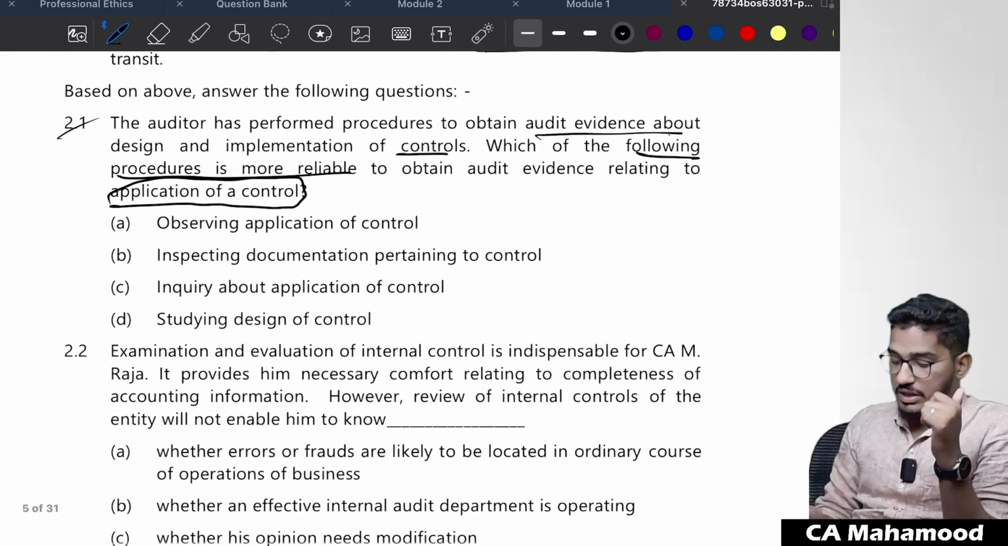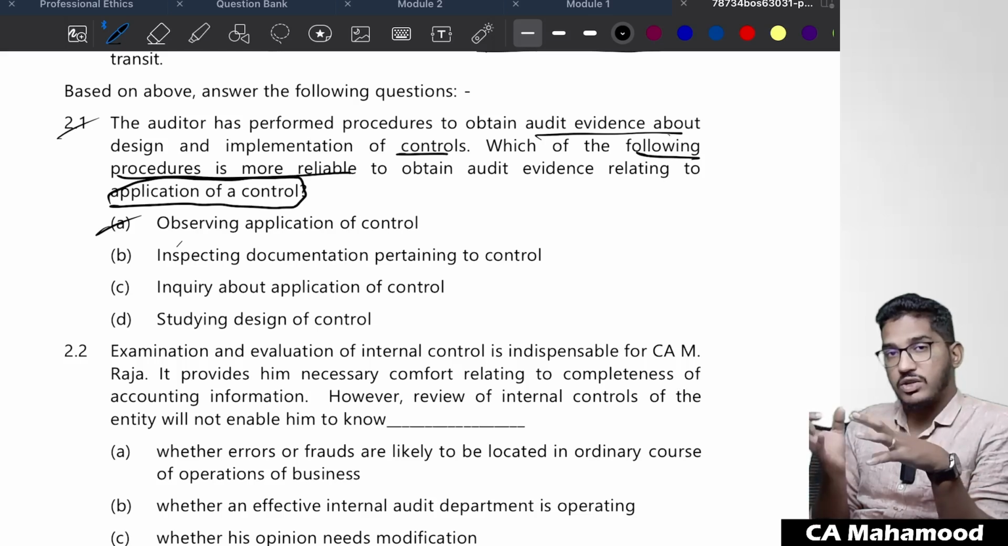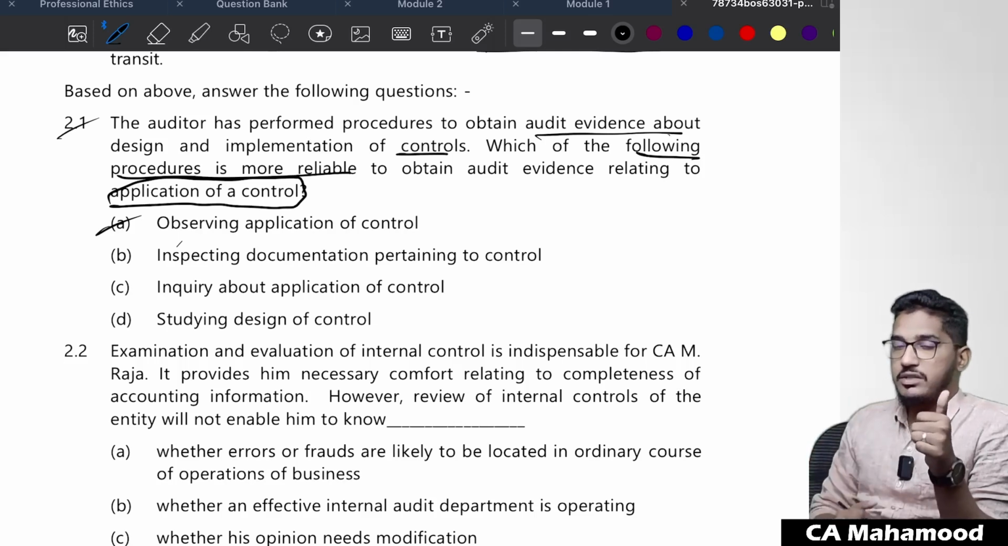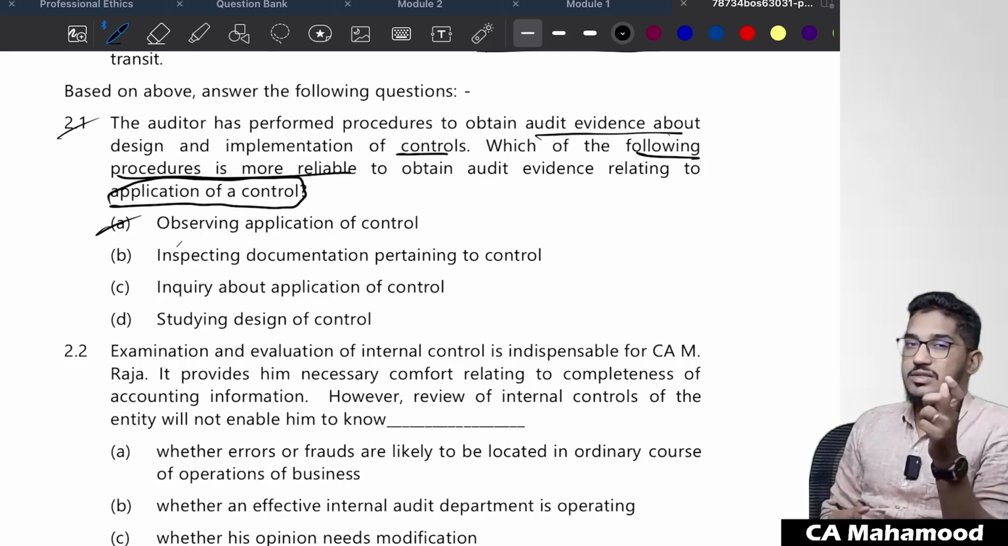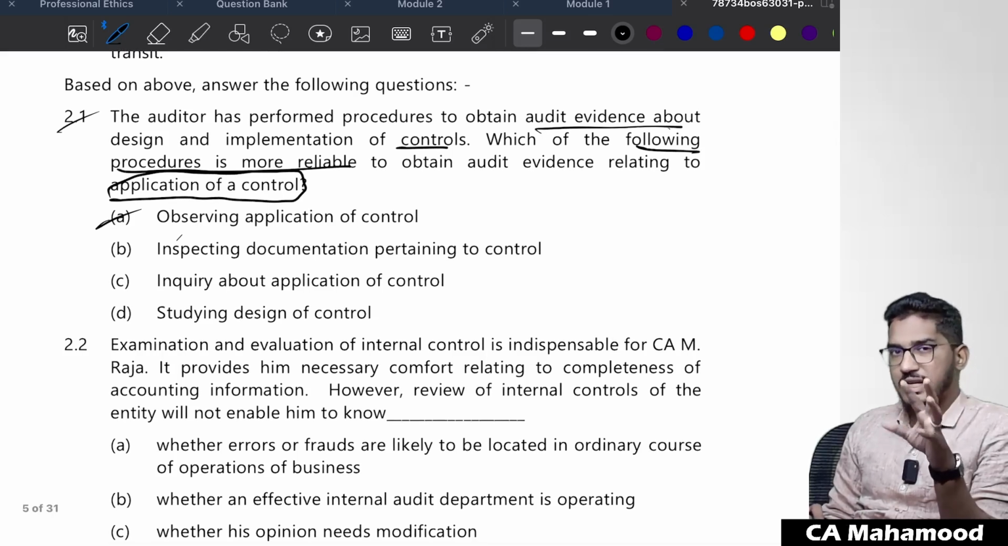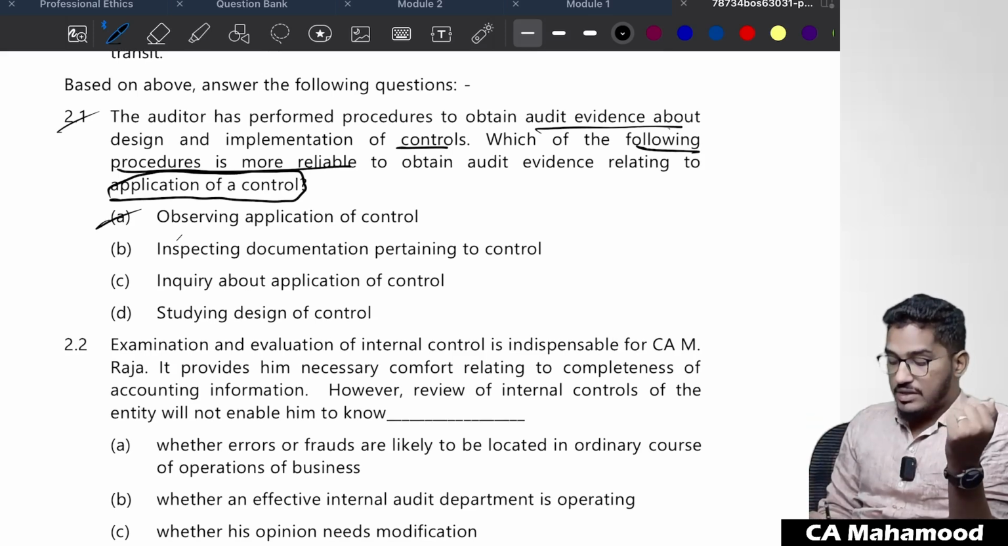So let us see the options. Number one, observing application of control. Yes, this will give you best evidence. Inspecting documents. See, when you want to actually know the application, you have to go and observe it. By inspecting the documents, you will not get evidence regarding application. Next one, inquiry. Even inquiry also you can get evidence, but you will not get to know how it is actually getting implemented. Studying design.